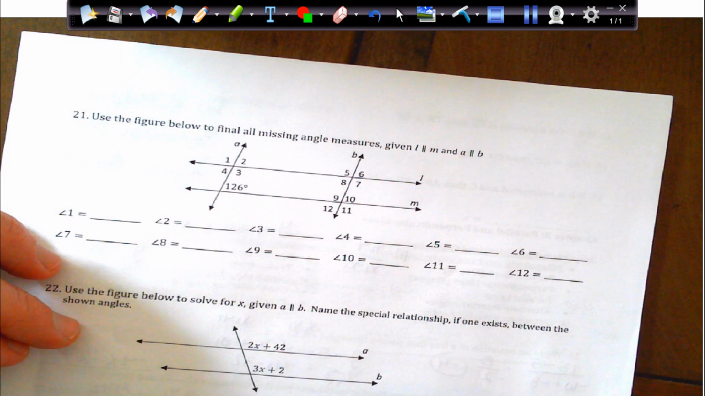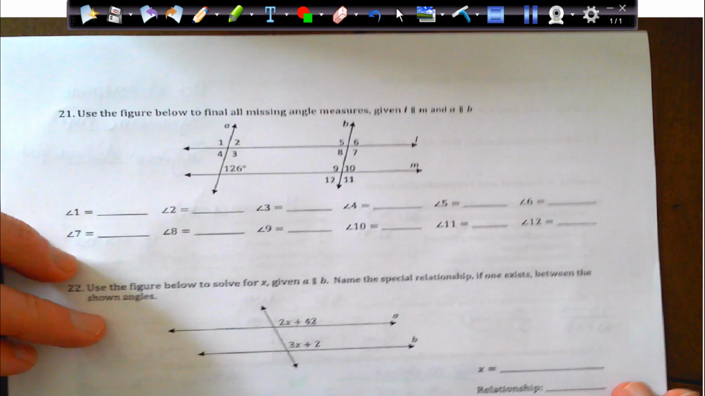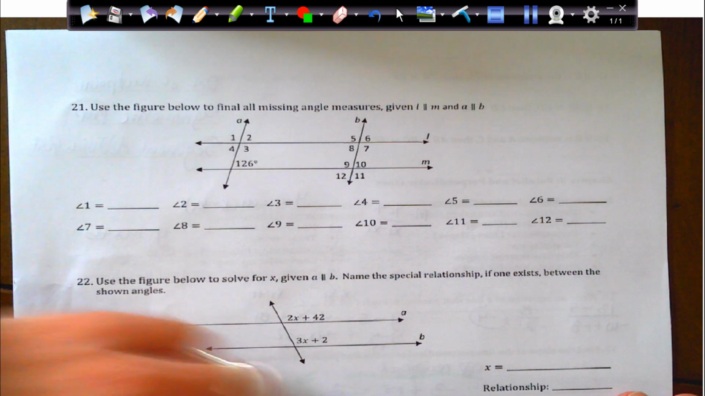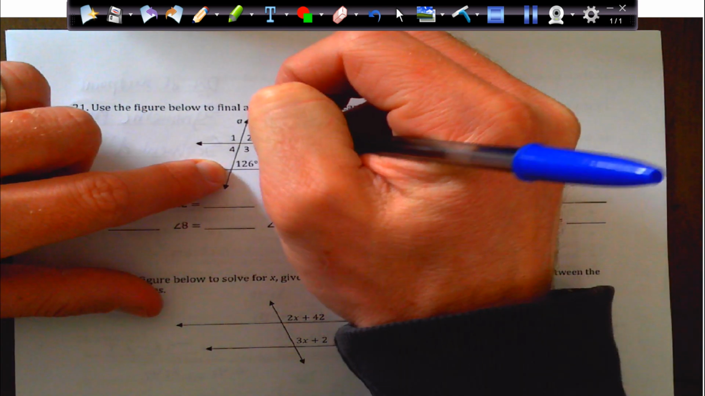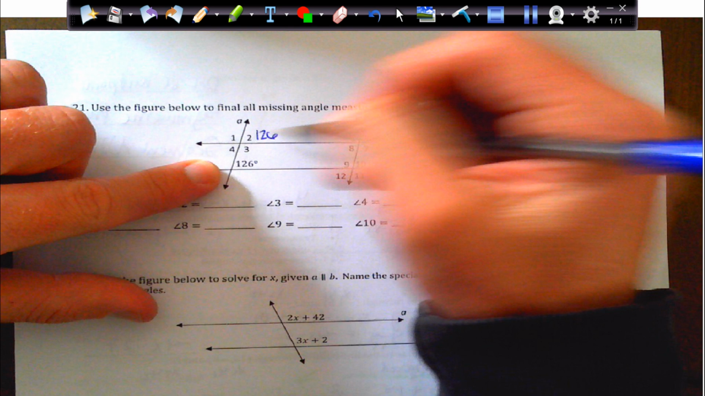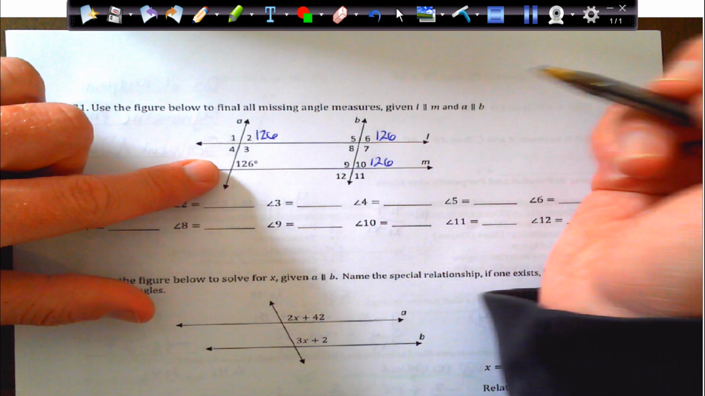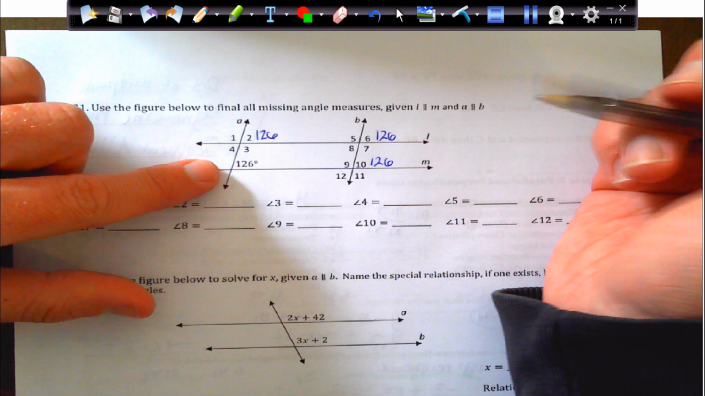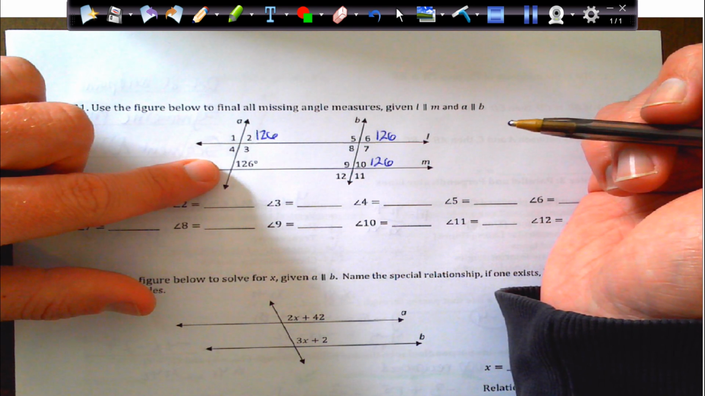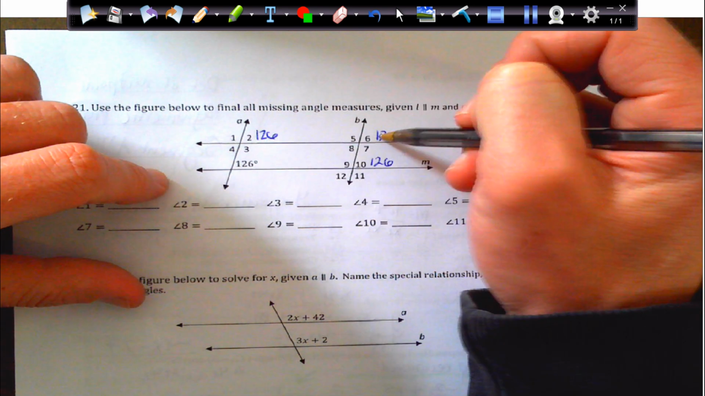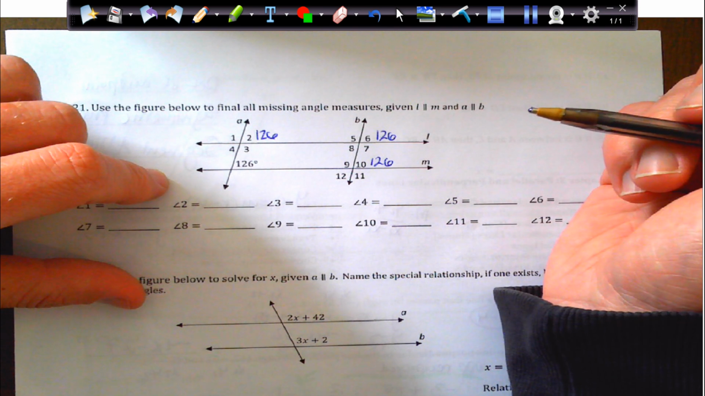21. All right, so a lot I could talk about here, but basically for the sake of our sanity, I'm going to do all the corresponding angles right now. So 126 is corresponding to 2, so that's congruent. 2 and 6 are corresponding, and 6 and 10 are corresponding. Remember, corresponding means you're in the same relative location to one another in that table. So this is top right, top right, top right, top right of their respective tables.